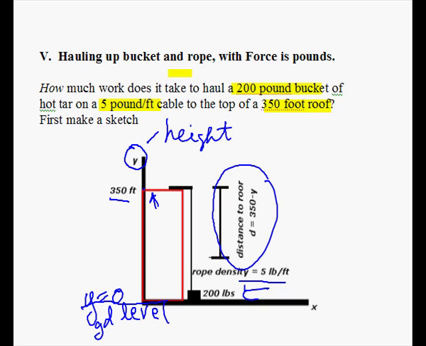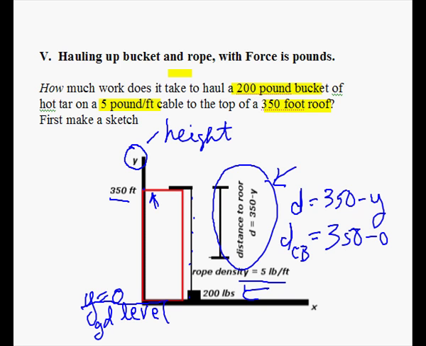What I'm going to need to know, and that's why I've circled it here, is the distance to the roof from every point along the rope. And the way I've set that up, the distance to the top of the roof is 350 feet minus y. For example, how far does the tar bucket have to go up to the top of the roof? The distance is 350 minus 0. It has to go 350 feet.